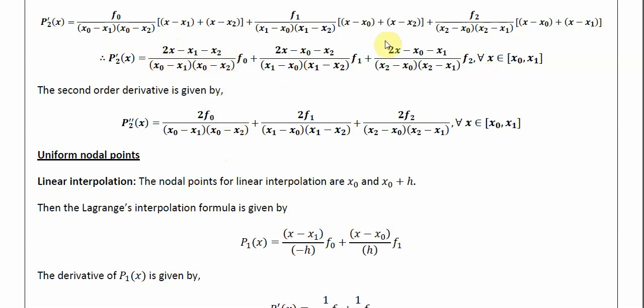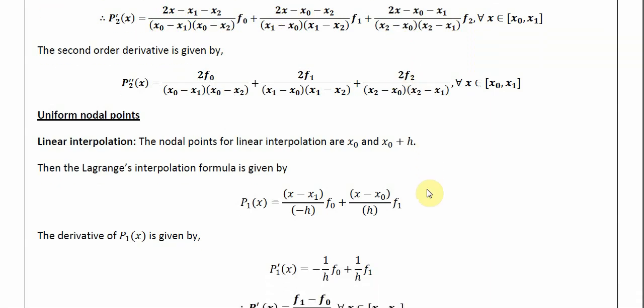Same thing we do with the other terms also. 2 into the differentiation of this is going to be 1. Therefore, it is going to give me 2 in the numerator. This one also remains the same. So, this is about the second derivative.